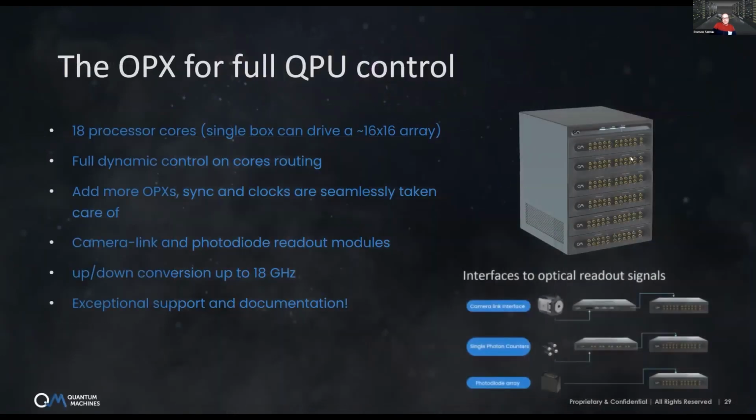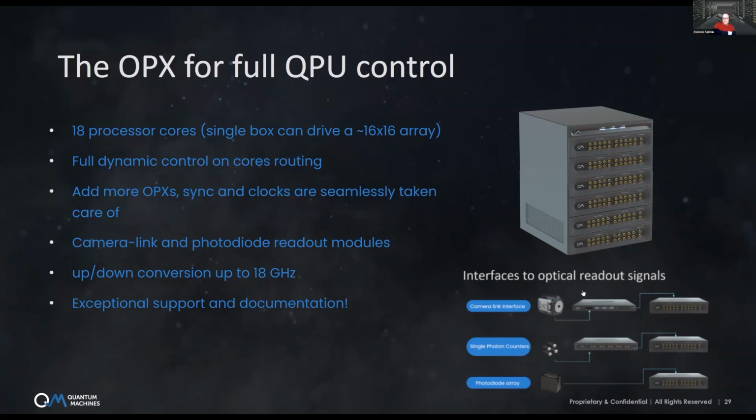Okay, so each box has 18 processor cores, with full dynamic control on core routing. I've shown you that. You can add more OPXs, and sync and clocks are seamlessly taken care of. So in software, a stack like that will appear as if you simply have 60 analog outputs, 60 digital outputs, and 12 analog inputs.